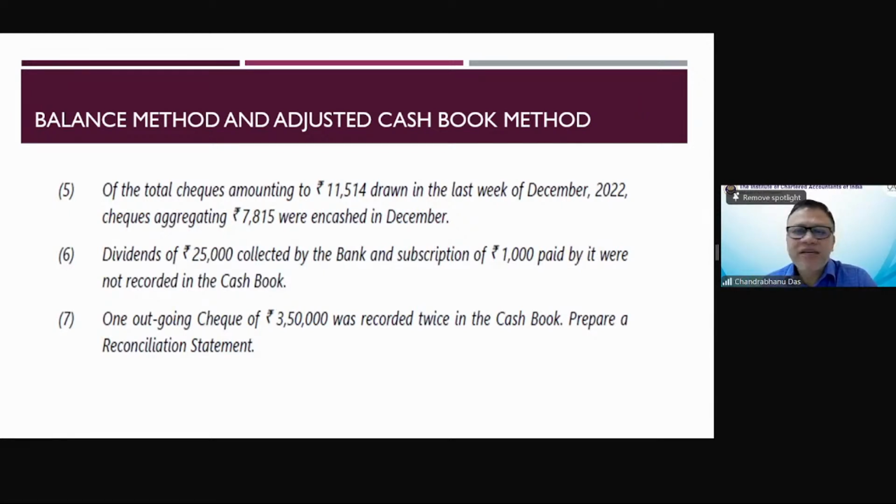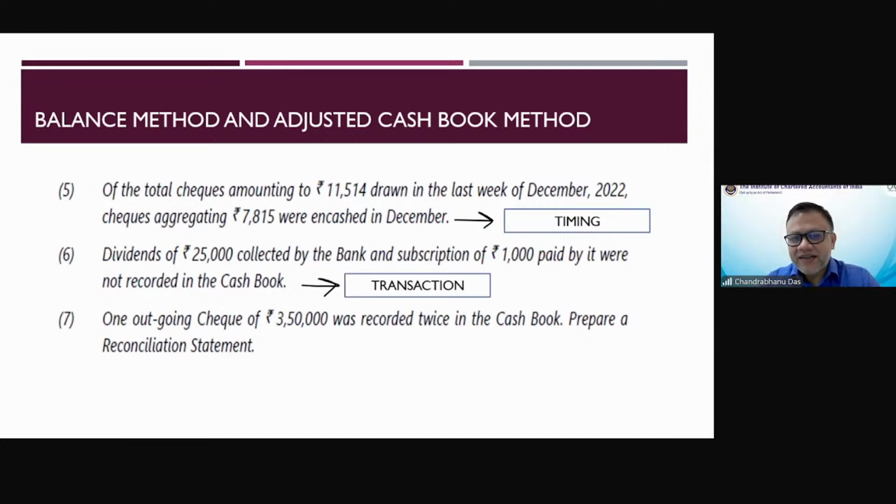Very good. Why did you think like this? Because here it is written that checks are drawn in the last week of December 2022, and drawn is from our side, that is, we issued the check to the creditors. And what does it mean when 7,815 were encashed in December? It means that only the amount of 7,815 was encashed, that is, presented for payment, and the rest of the amount is not yet presented for payment. Yes, very good. So this is one of the timing differences due to checks issued but not presented.